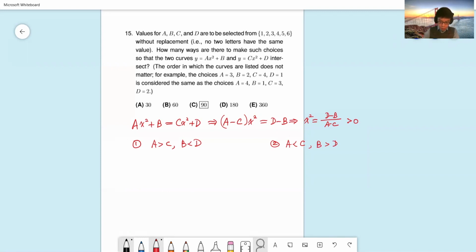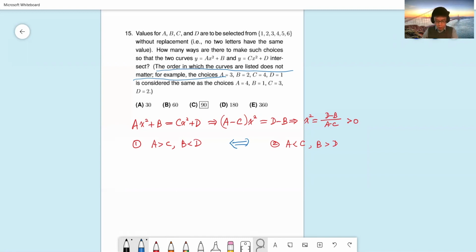In this problem, it says that the order of the curves does not matter. So cases 1 and 2 are equivalent. They are considered the same choice, because we can just switch the rows of AC and BD. They are equivalent, so we only consider one.